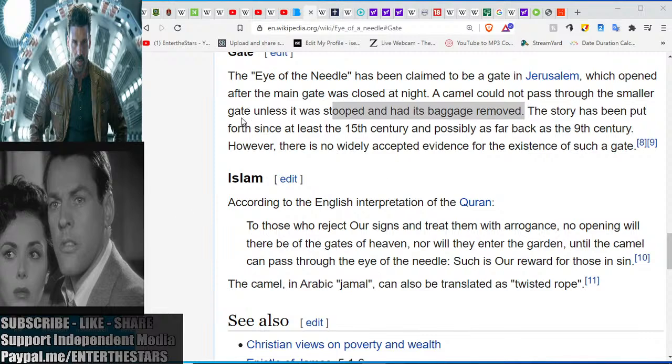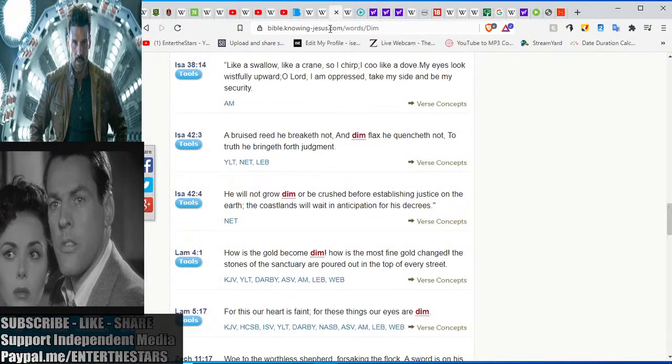So, this is why in the Bible it says that it is harder for a camel to pass through the eye of a needle than a rich man to get to heaven. See if I can find that verse here.